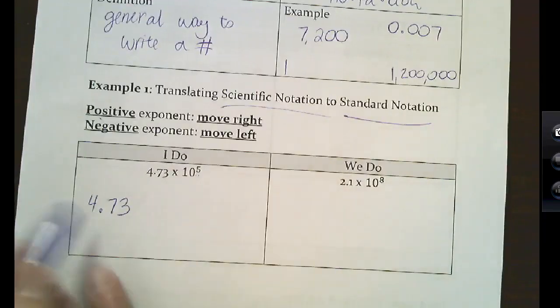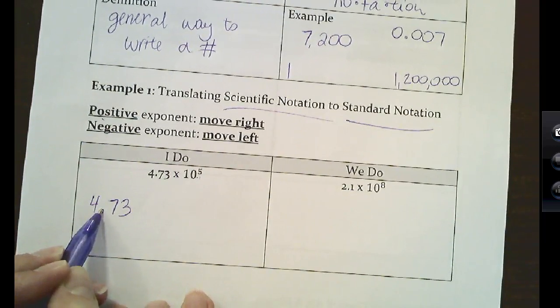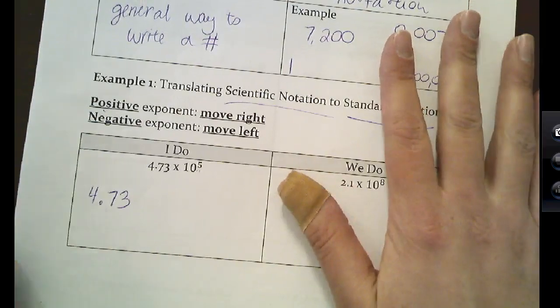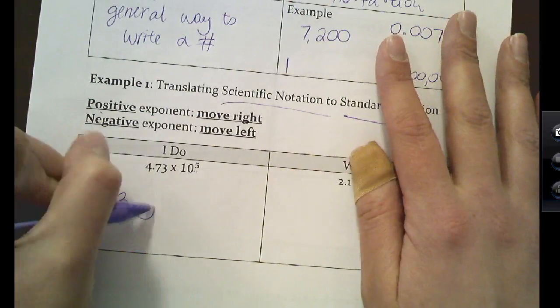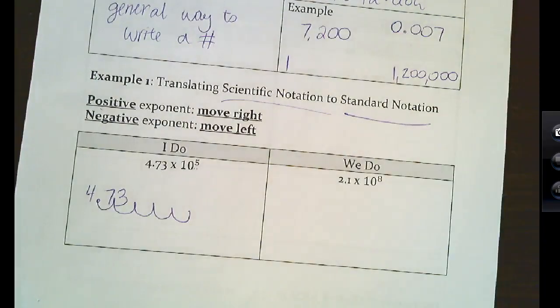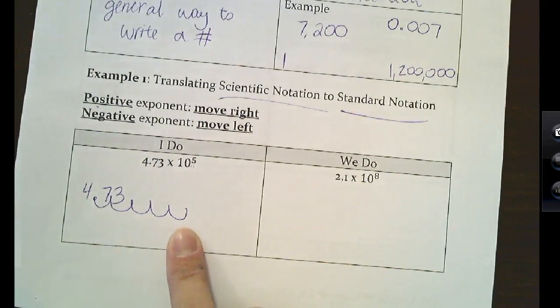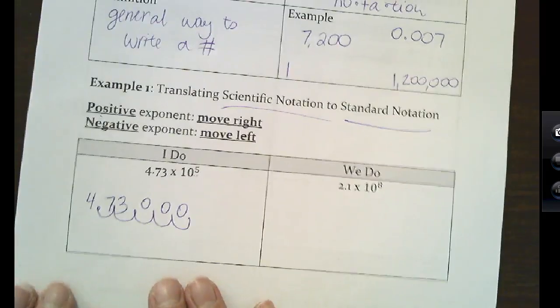To the right. So put your pen or pencil on that decimal point. And we're going to move that decimal point 5 spaces to the right because my exponent is a positive 5. So we're going to go 1, 2, 3, 4, 5 spaces to the right. Anybody know what to do with those empty loops? Go ahead. Put zeros in there. Very good. Go ahead and fill those empty loops with zeros.